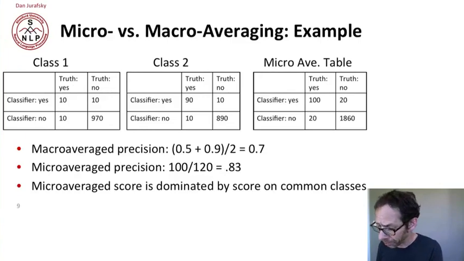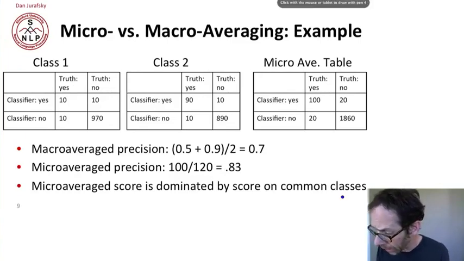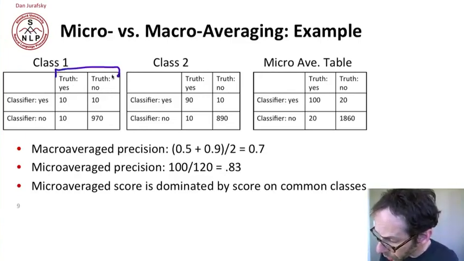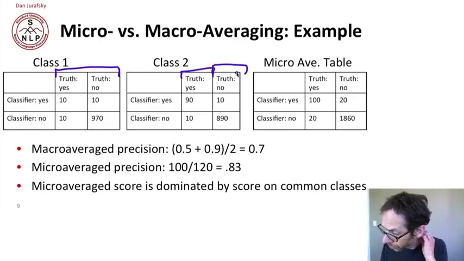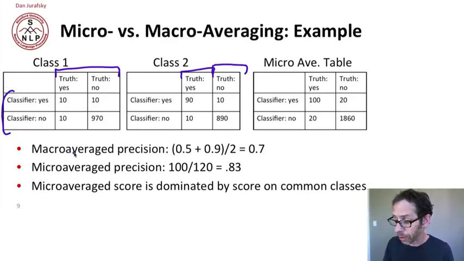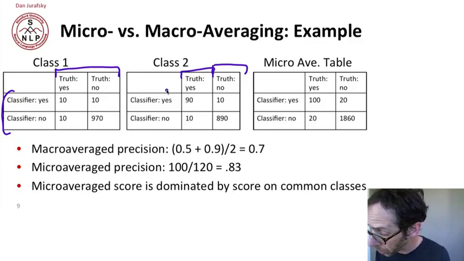Let's look at an example. Here we have two classes, class 1 and class 2, and here's all the things that are true yeses and true nos for class 1, and here's things that are really in class 2 and really not. And here's what our classifier returns. So for our macro average precision, we're going to compute precision separately for the two classes.